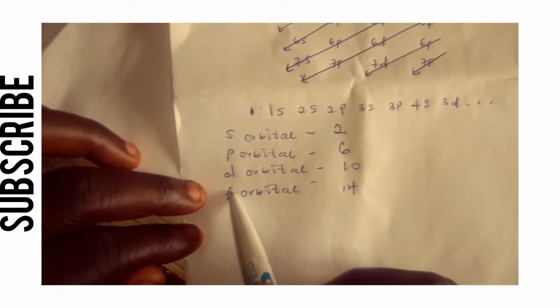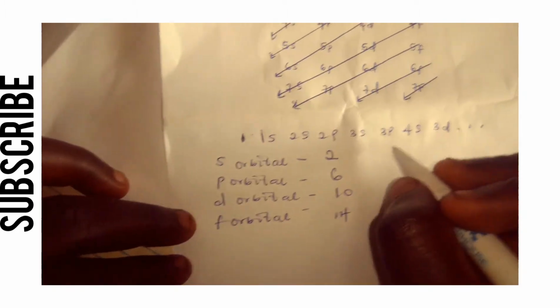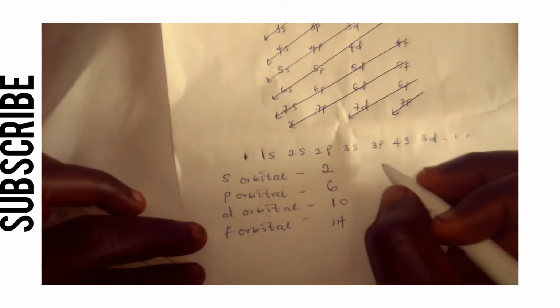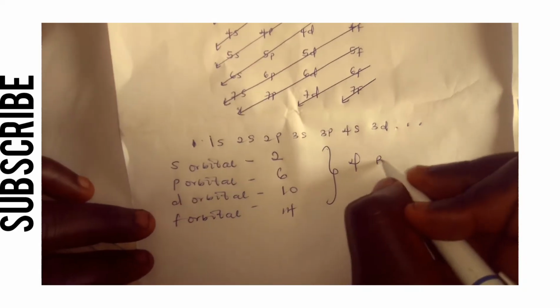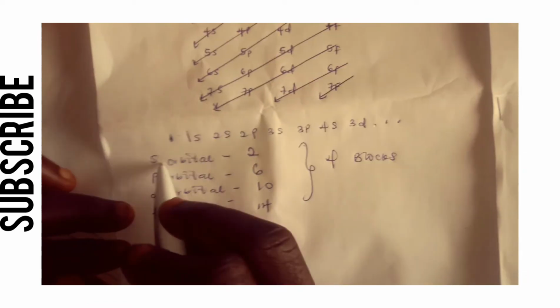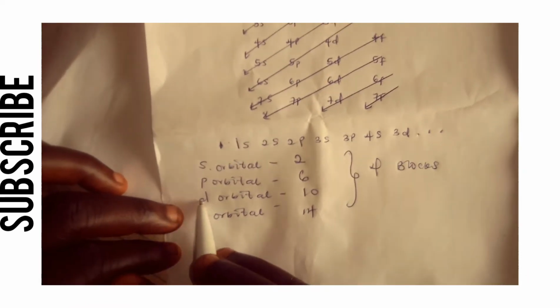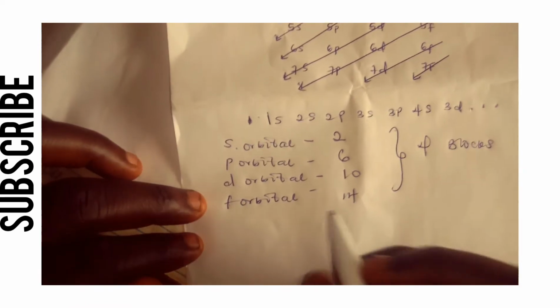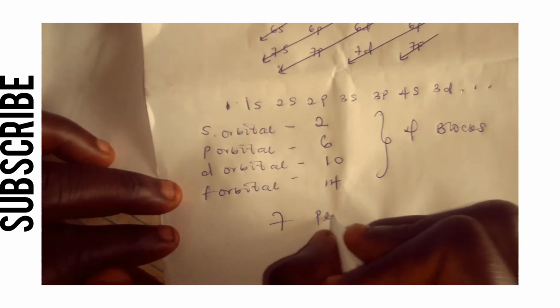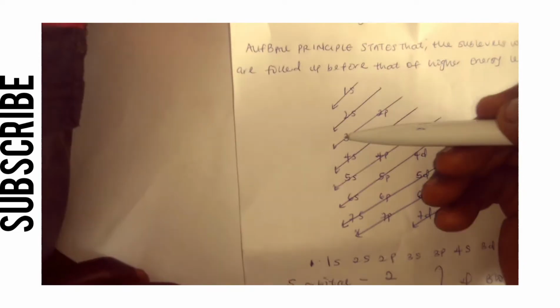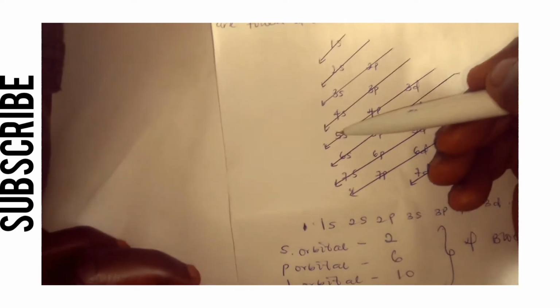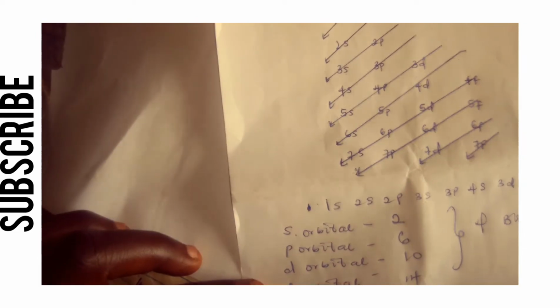Now these s, p, d, f orbitals are the respective blocks we have in the periodic table. We have 4 blocks in the periodic table, and the blocks are s block, p block, d block, and f block. We have 7 periods in the periodic table, and the periods are period 1, period 2, period 3, period 4, period 5, period 6, and period 7.